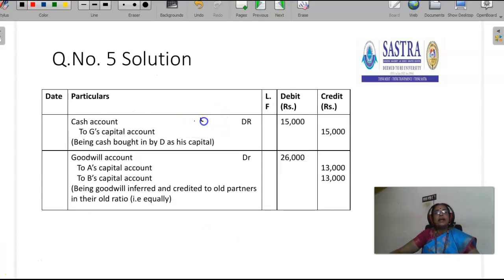Entry is cash account debit to C's capital account. For capital, he brings 15,000 rupees. Okay, his share of goodwill is 26,000. So that should be distributed among the old partners in their old ratio. Okay, the hidden goodwill is 26,000. That should be debited and distributed among the old partners in their old ratio. That is equal ratio. A's capital account is credited 13,000. B's capital account is credited 13,000 rupees.